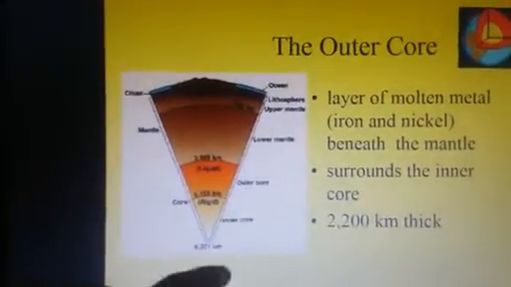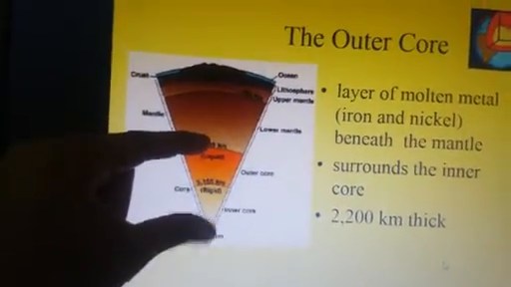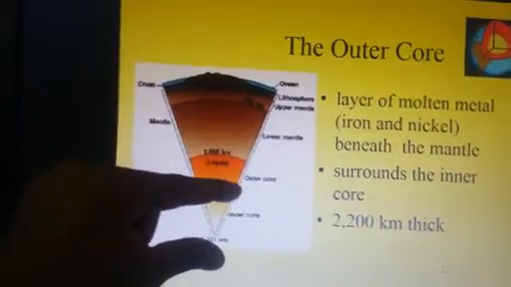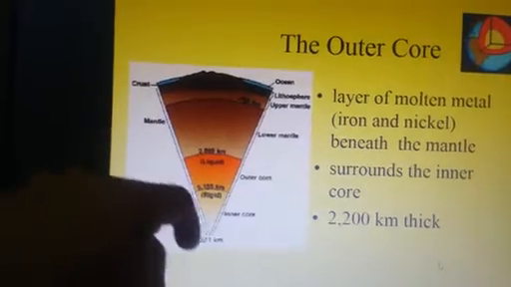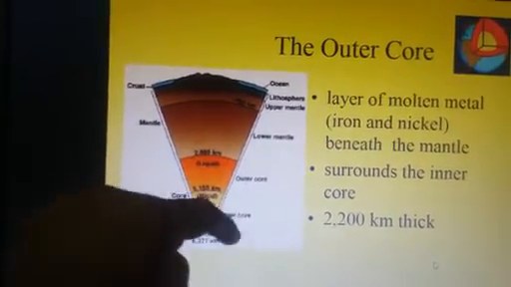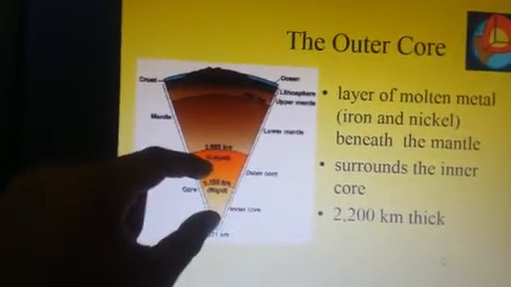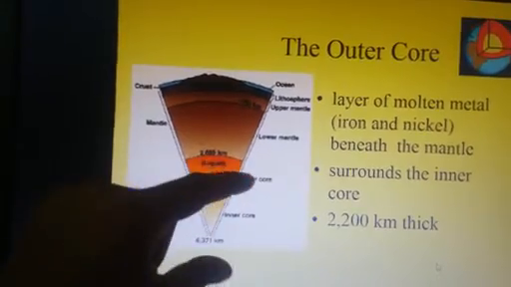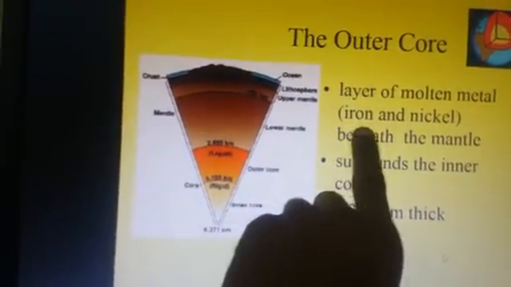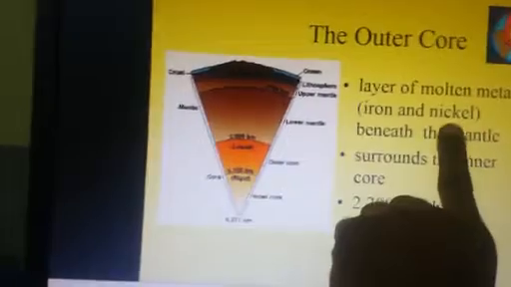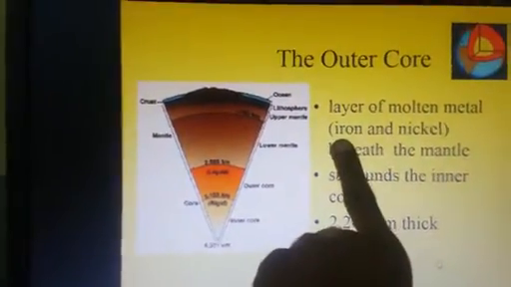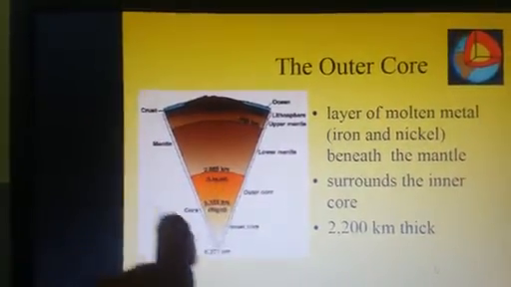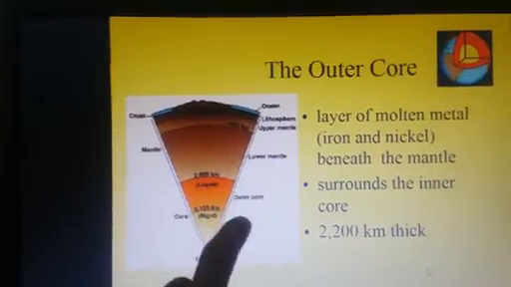In the core parts, outer core and inner core, two important chemicals are found. First one is nickel and second one is ferrous. Iron means ferrous. Nickel and iron are found in these core parts. So this is important.